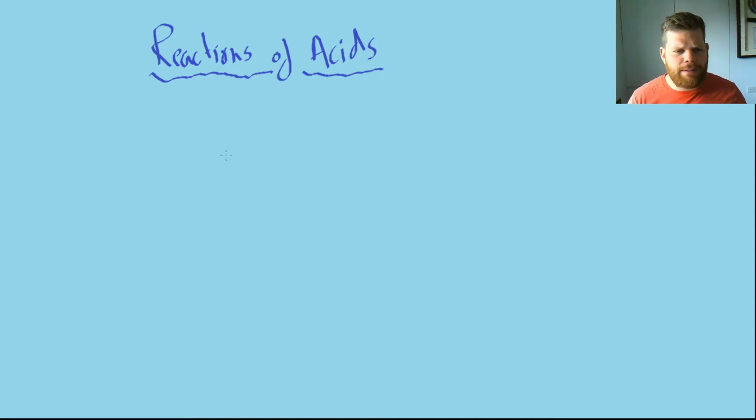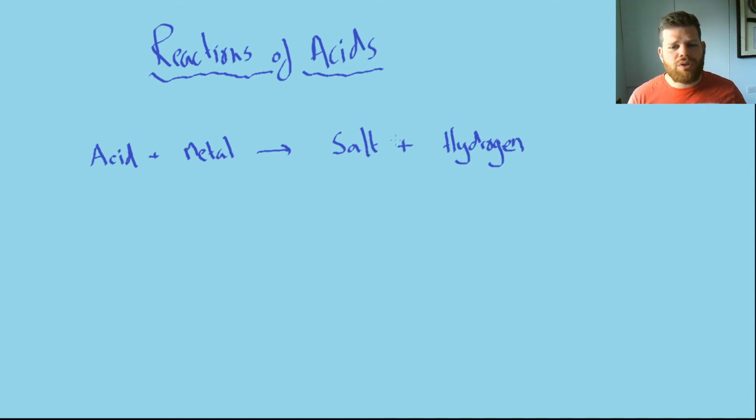So let's get started. The first reaction that you might have done is you might have reacted some acid with a metal in a test tube. Now when you did this experiment, you would have seen some bubbles, and the bubbles are hydrogen gas being produced. The other product is some salt being made. So we end up with salt and hydrogen being produced.